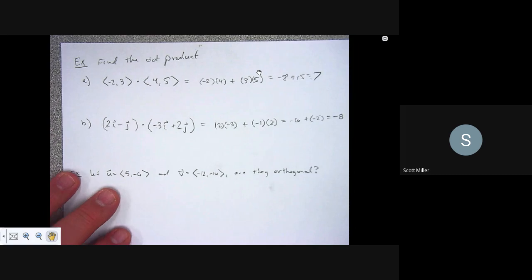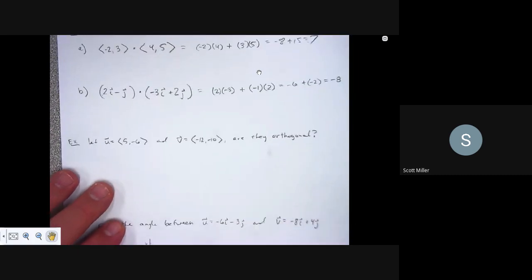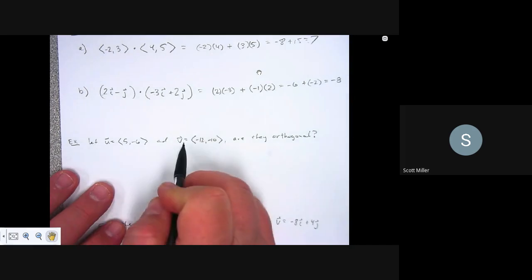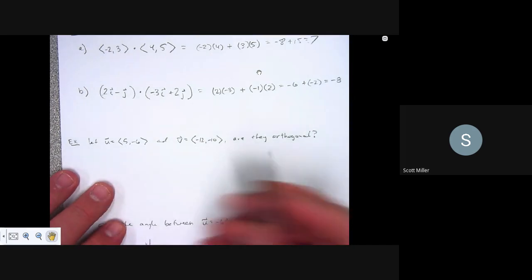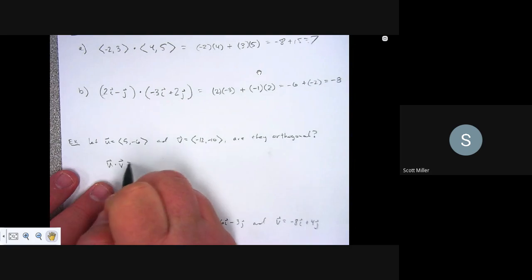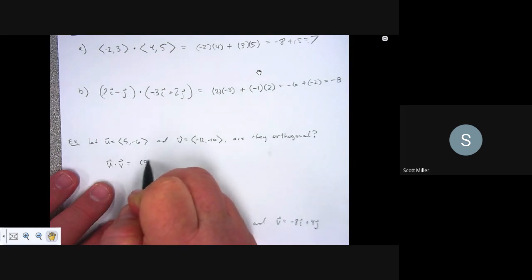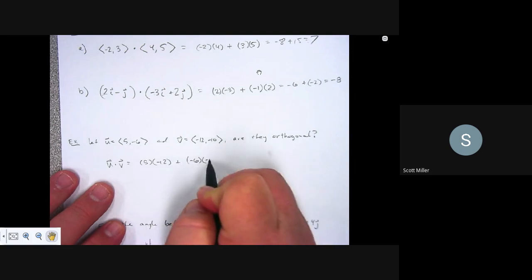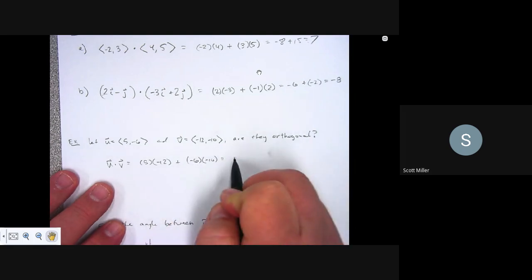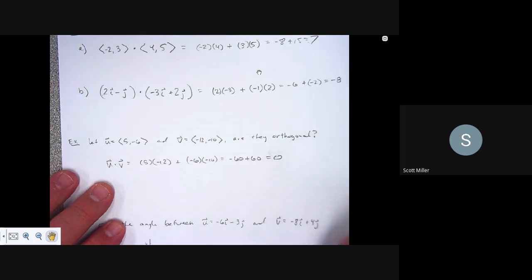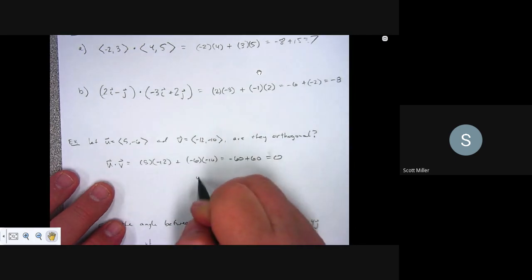This one asks: are they orthogonal? Remember, if they're orthogonal, then the dot product of these two vectors should be 0. So let's find the dot product of u and v. I have 5 times -12 and -6 times -10. The first one is -60, the second one is +60, and sure enough, they are orthogonal.